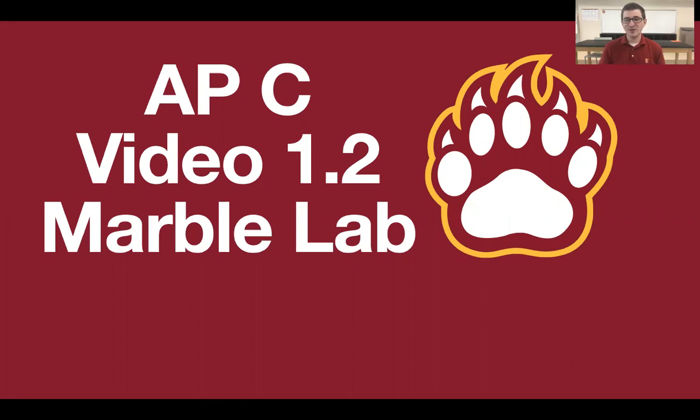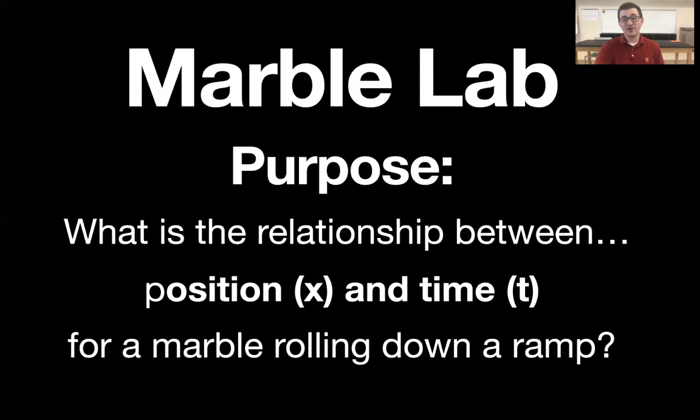Today we're going to be doing another lab. It's going to be the marble lab. So very much like the buggy lab, the purpose of the marble lab is going to be to investigate the relationship between the position and time for a given object. This time the object we're going to be investigating is a marble rolling down an inclined ramp.